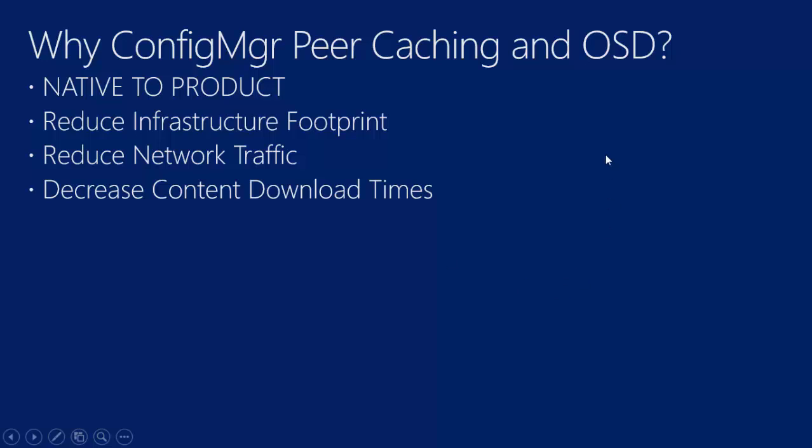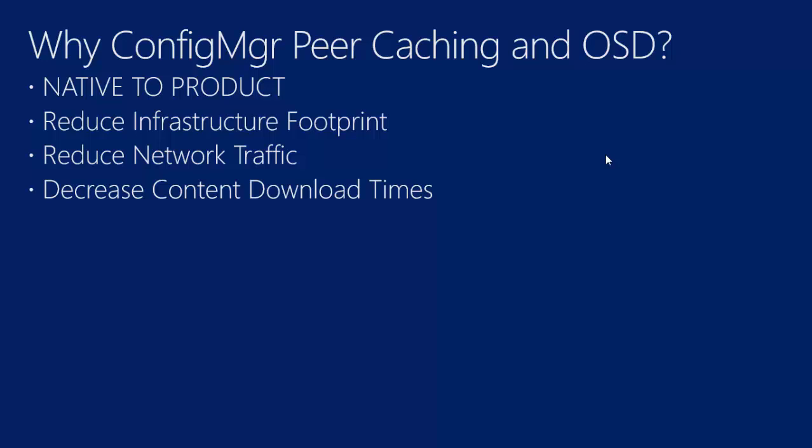So why do we care about ConfigMgr peer caching in general, but then why do we care about it with OSD? So the first reason is, and put in all caps there, it is native to the product. There is no additional cost associated with using peer caching in ConfigMgr. There may be a significant additional cost when using third-party caching solutions. So being aware of this capability, native in ConfigMgr, how it works, and where it can maybe save you money, help your operations, really important.